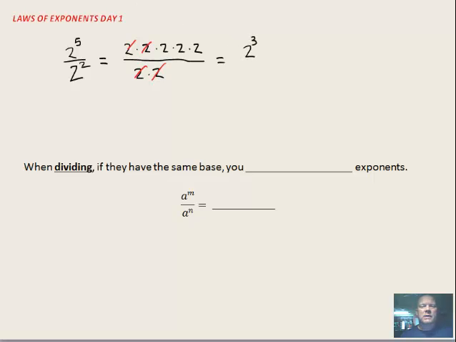So how do I get that 3 from that 5 and that 2? Well, I could rewrite that as 2 to the 5 minus 2. And that's what I do when I am dividing the same base. I subtract the exponents, alright? So my rule is, when dividing, if they have the same base, you simply subtract the exponents. Okay, so the rule would be a to the m divided by a to the n would be a to the m minus n. Subtract those exponents.